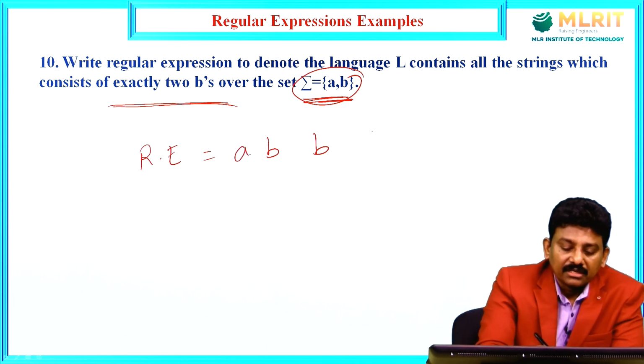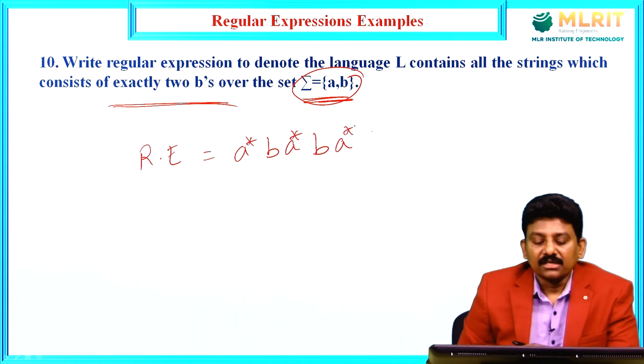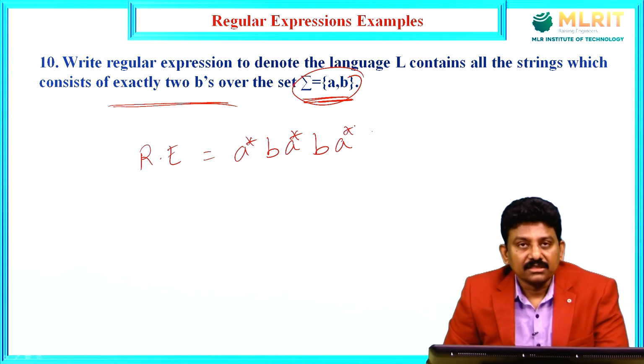So I will write A star B, A star B, A star. So that we can get B's anywhere in the string, exactly 2 B's.